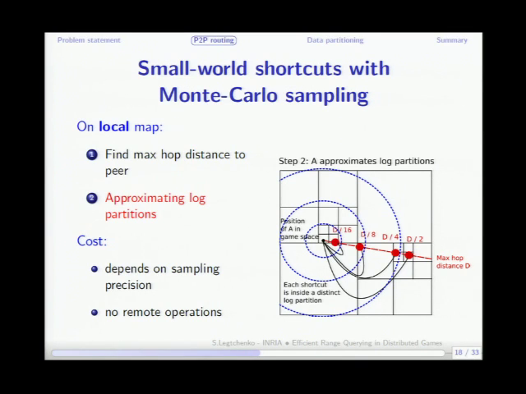Once all these coordinates have been determined, the peer routes a connect message to each of these coordinates, and the peer that answers the connect message becomes a shortcut of the peer. If the hop distances have been accurately estimated, then the obtained shortcut distribution will enable the small world property.